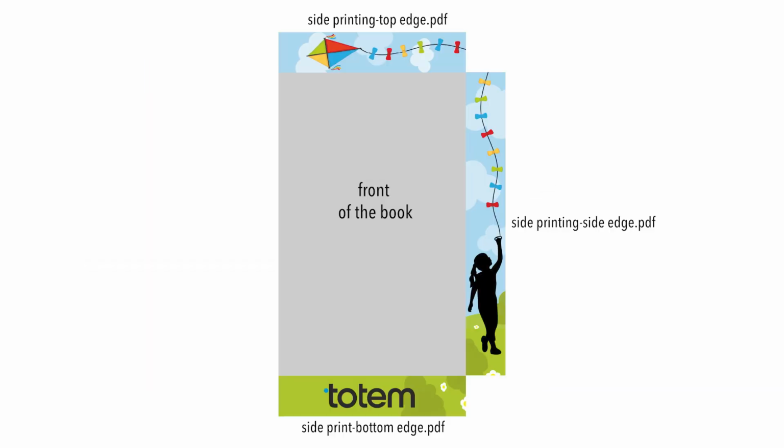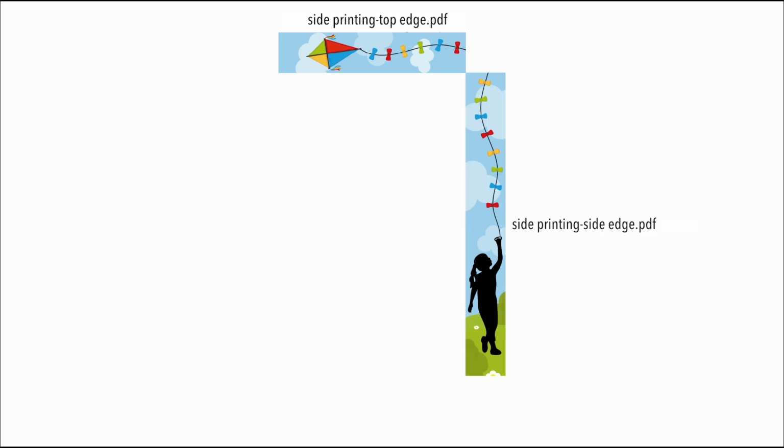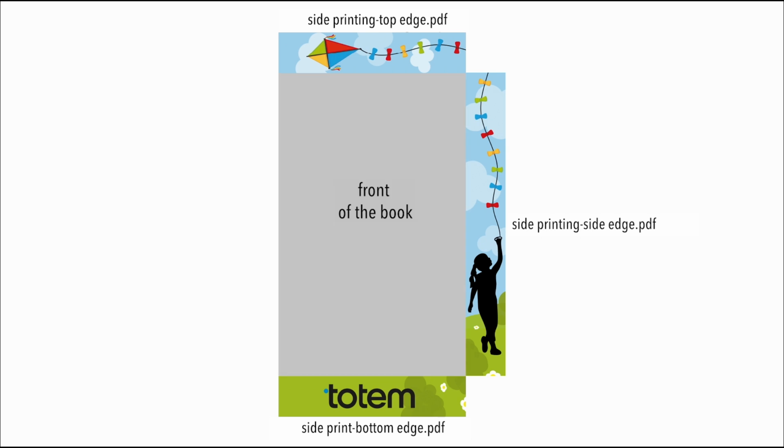A separate file must be prepared for each edge to be printed, and the files must be properly named. Side printing, top edge, PDF. Side printing, side edge, PDF. Side printing, bottom edge, PDF. The designs for the top and bottom edges on the left side should be flush with the spine.